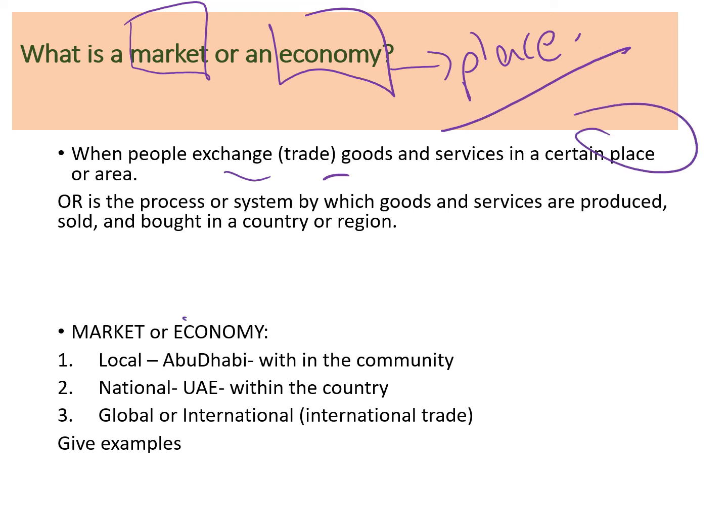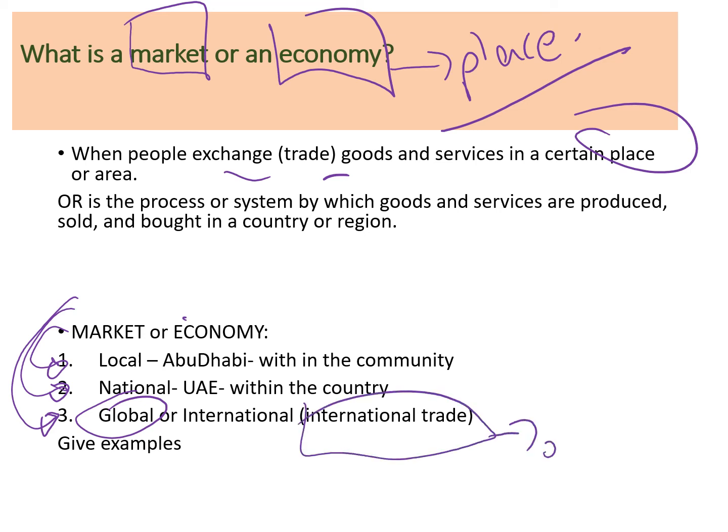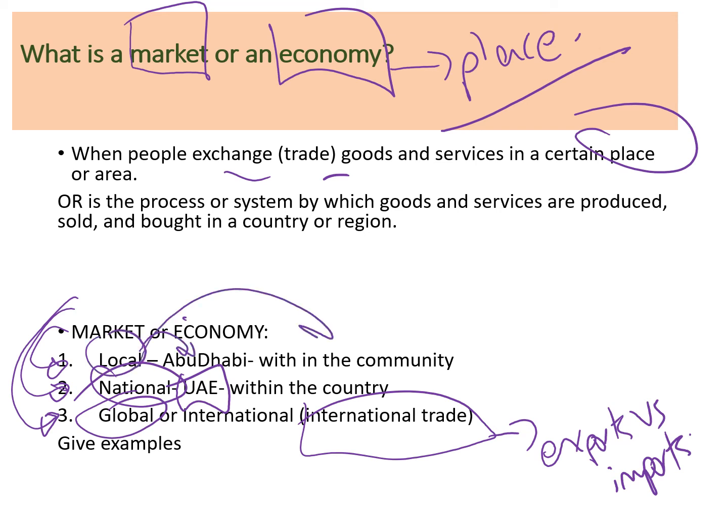Now, the market could be on a local level, national level, or global. Global means I'm talking about exchange between different countries. So automatically, this would be international trade, where I would include exports and imports. Okay? And national is for all of the UAE, so it's within the country. Local could be the Abu Dhabi local market or the Dubai local market. So it's within a small community only. So if you want, city also.